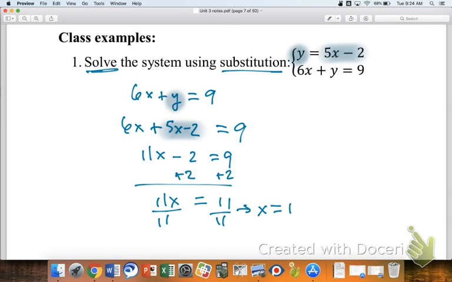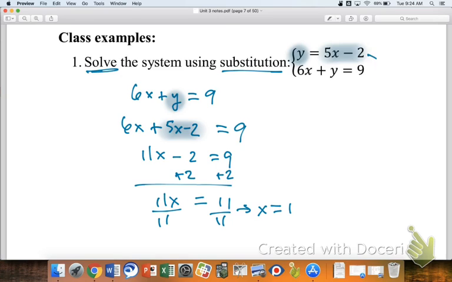Do you guys have any ideas on what I could do to find the y that goes with that particular x? What do you think? Into which equation? Y equals 5x. It shouldn't matter, you're right. But there's an easier one, right? Which one would be easier? Because the y is already by itself, right? So that would be an easier way to go. You could do the other one as well.